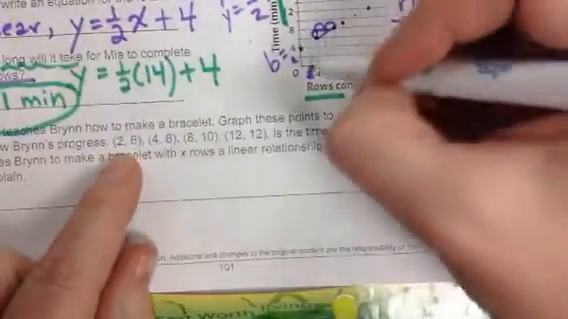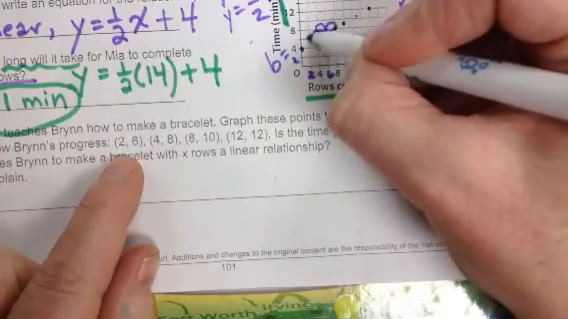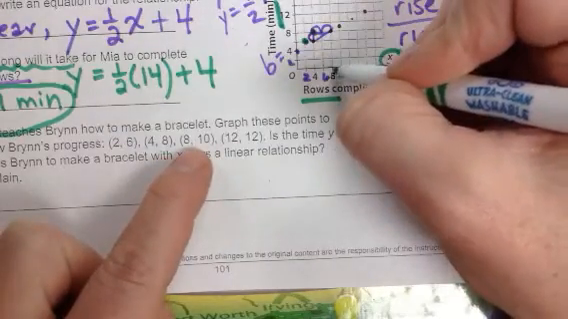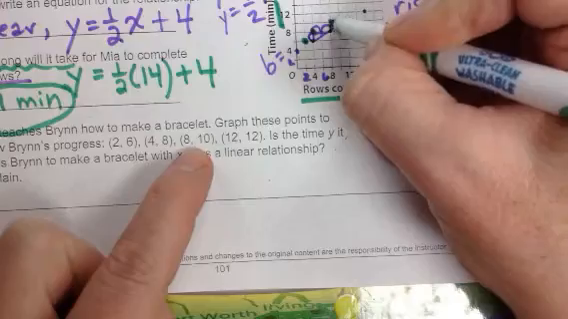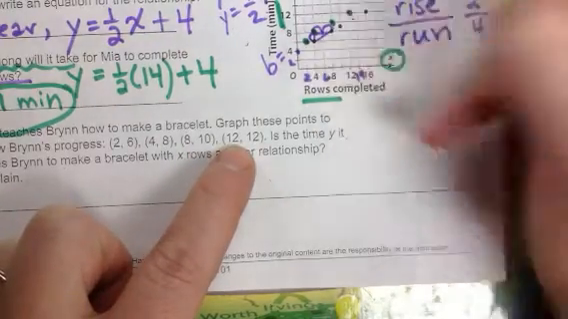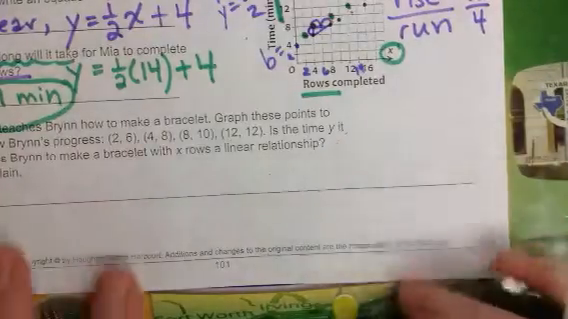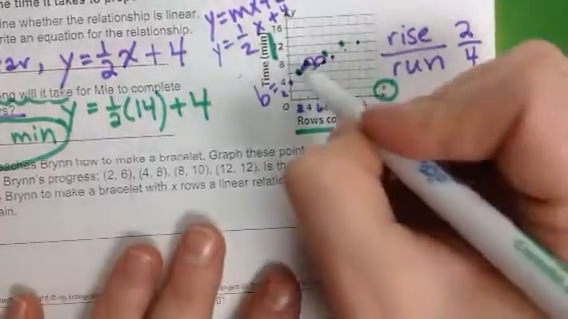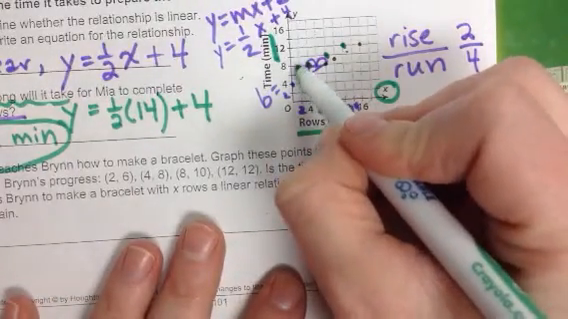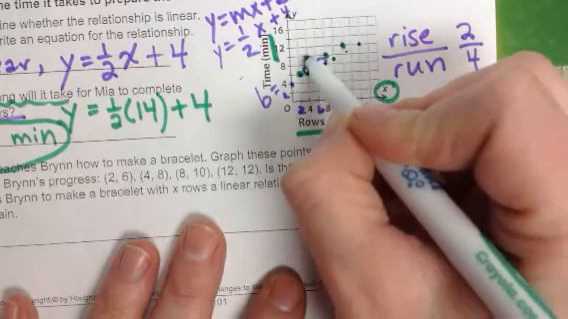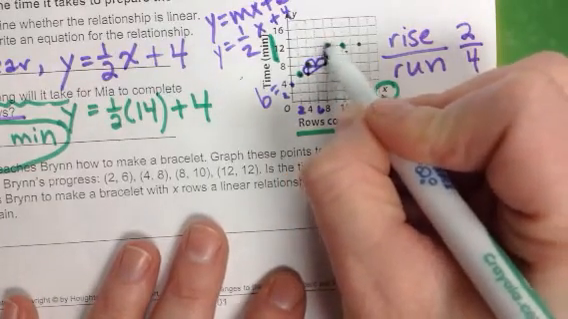So (2, 6), (4, 8), (8, 10), and (12, 12). Okay. It's kind of hard to see, but for those first 2 points, I noticed that it was just up 1 and right 1. But between the next two, it's up 1, right 2. And then it was up 1, right 2.